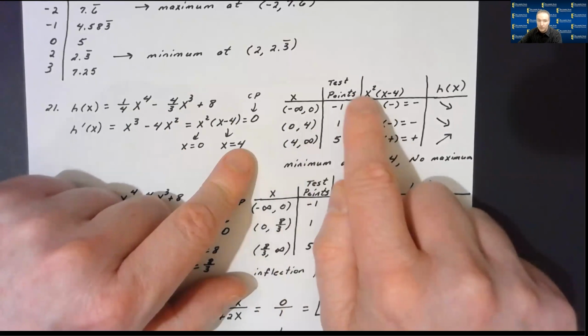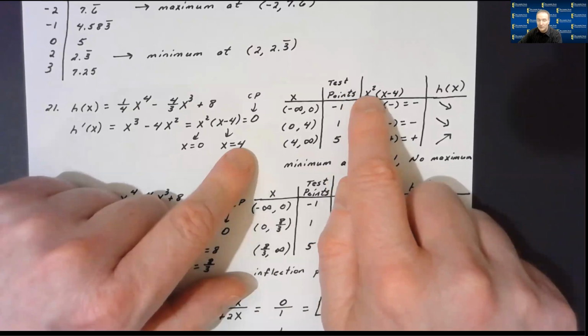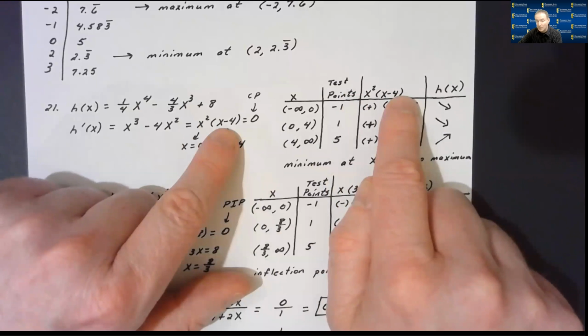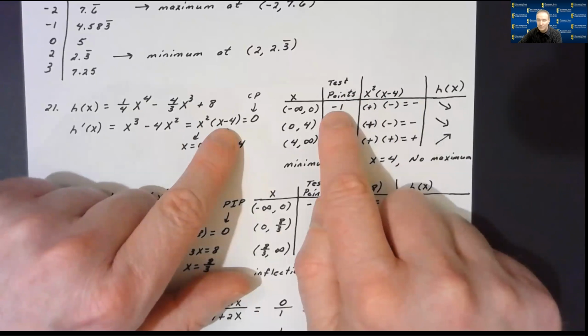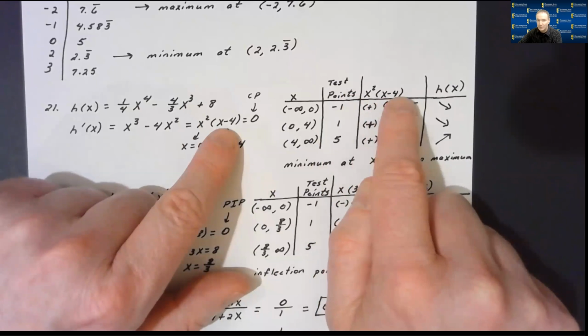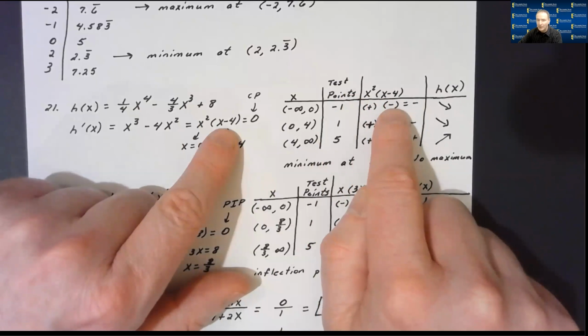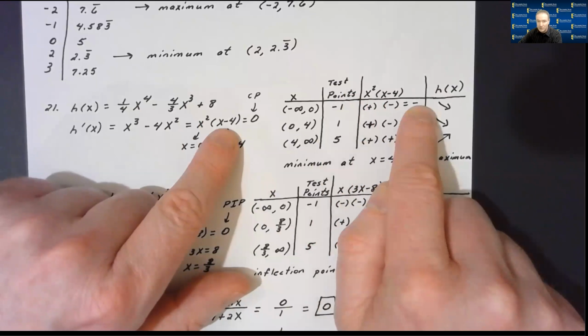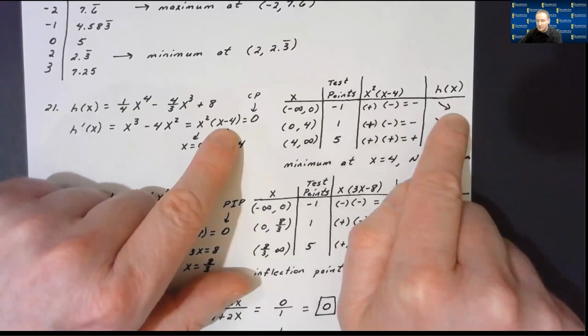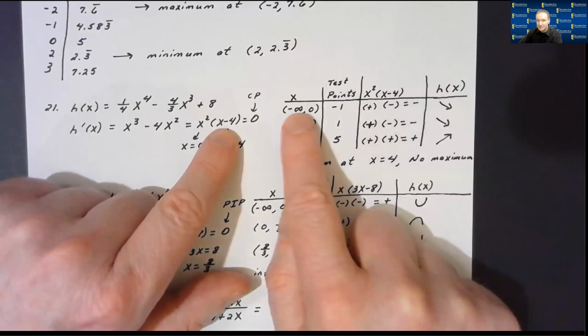Now, I plug these test points into the factored form of the first derivative. And I can say, well, okay, when I plug a -1 in here, well, -1 squared is positive, -1 minus 4, negative. I know that a positive times a negative is a negative. And whenever the first derivative is negative, you know your original function is decreasing. So I already know h of x decreases from -infinity to 0.